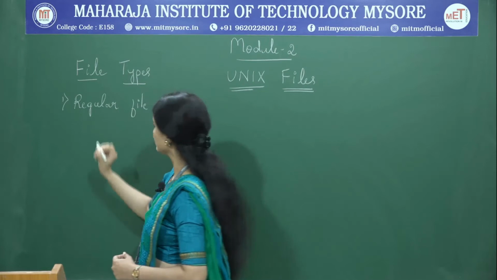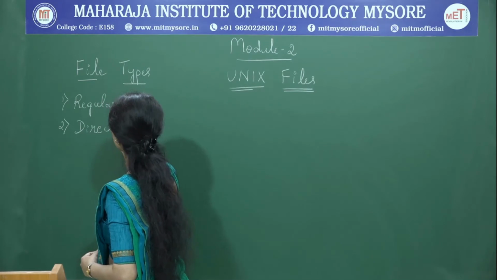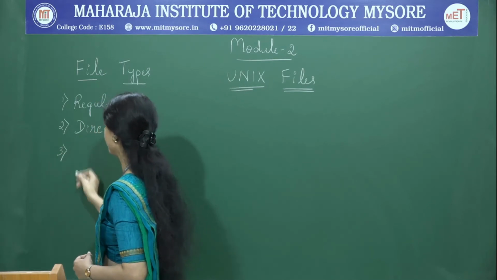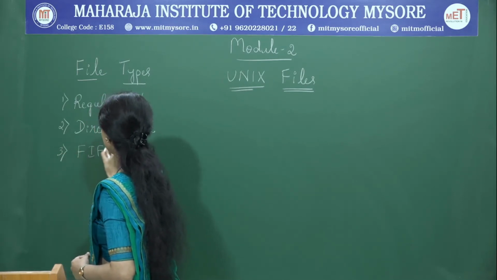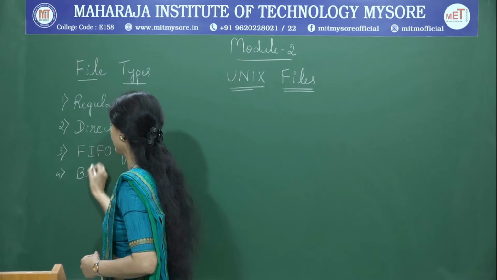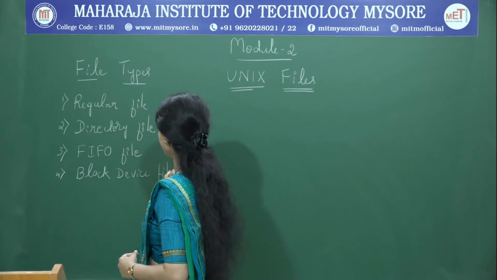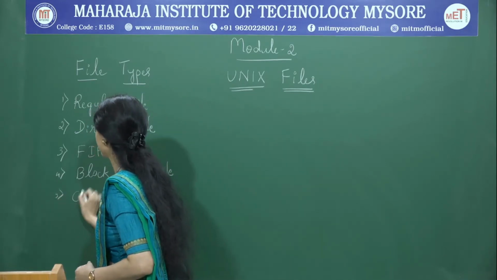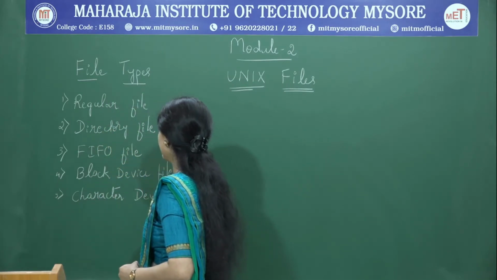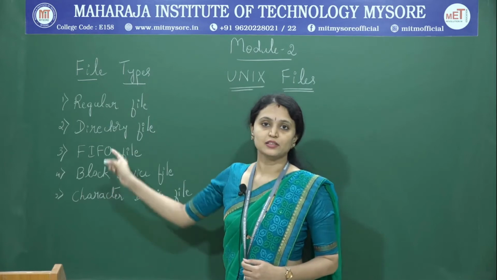First one is regular file. Second one, directory file. FIFO file. Block device file. And then character device file. Let's look into these files one by one.